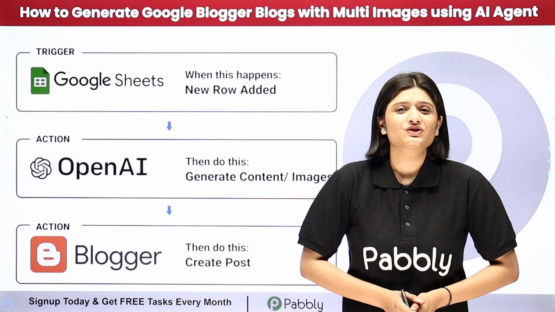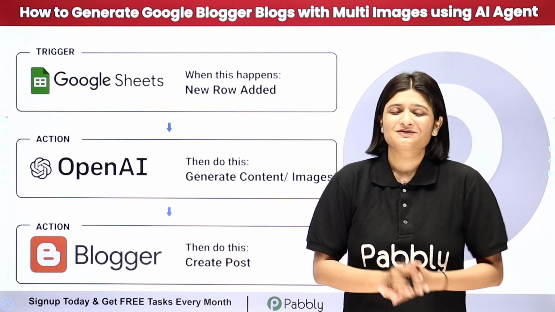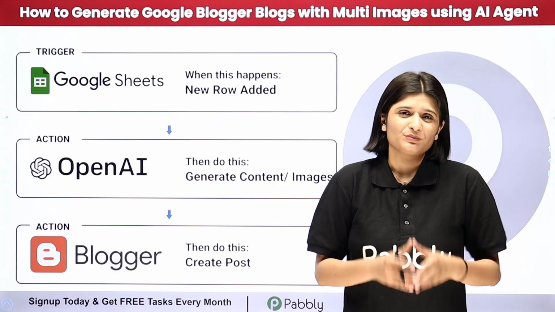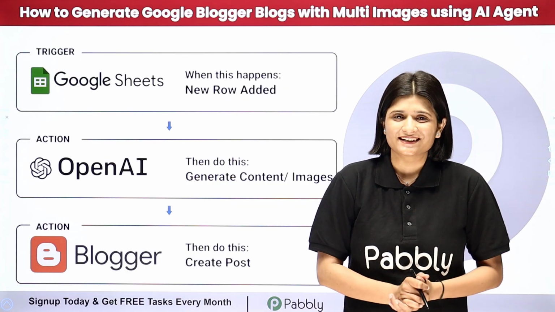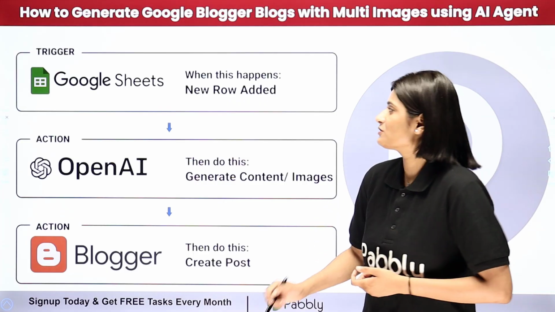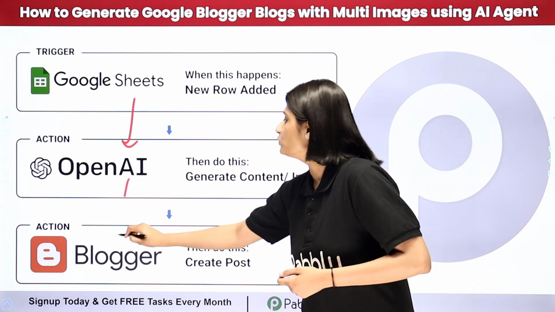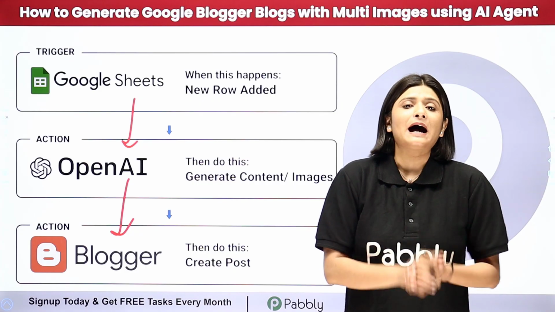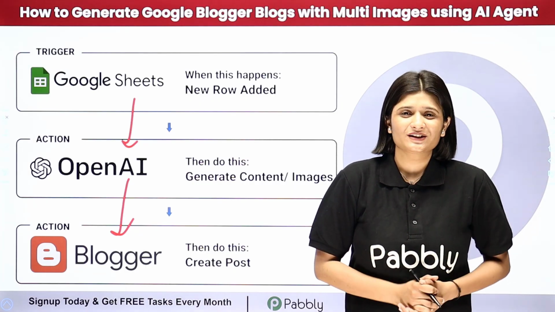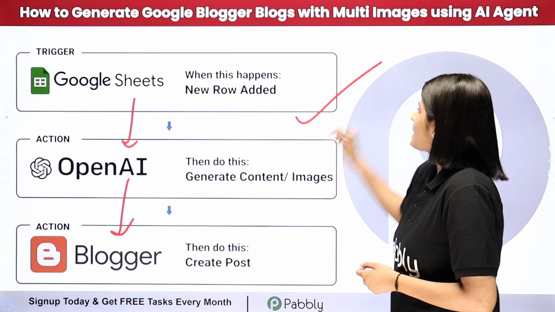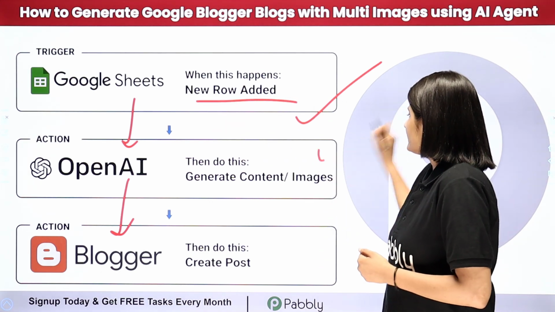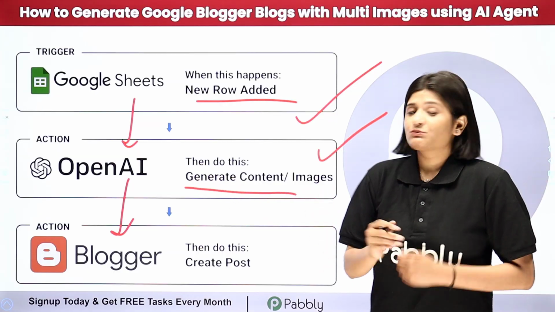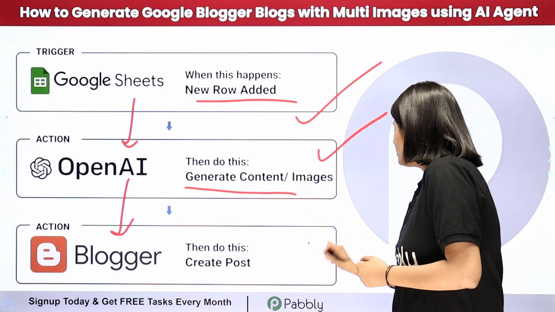And to do this automation, I am going to use Pabbly Connect. Pabbly Connect is an amazing automation and integration software which requires no coding or programming skills. Here I just need to build a connection between Google Sheets, OpenAI and Google Blogger. With the help of Pabbly Connect, I am going to build this connection in such a way that whenever I add a new title in my Google Sheet, a post will be automatically generated with the help of OpenAI, and then it will be automatically created in my Google Blogger.